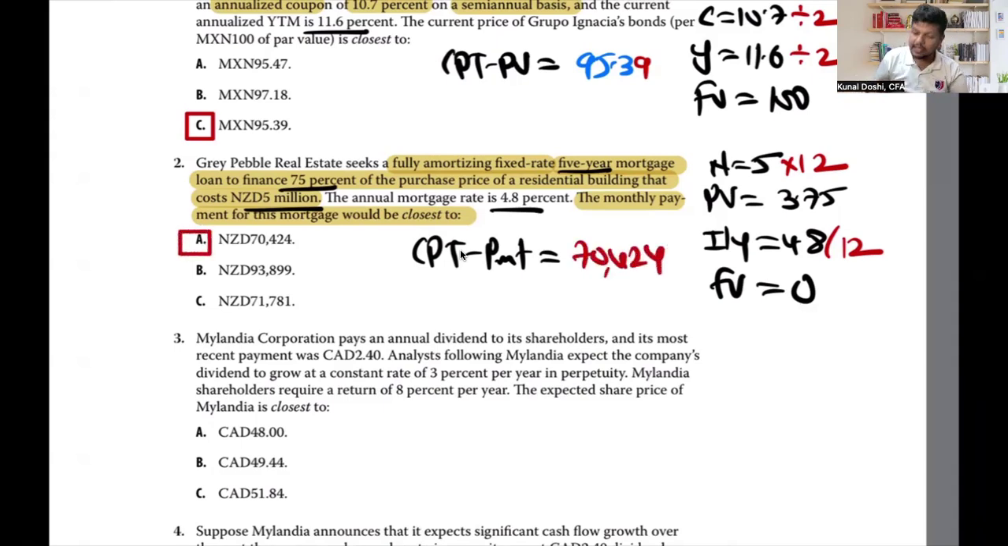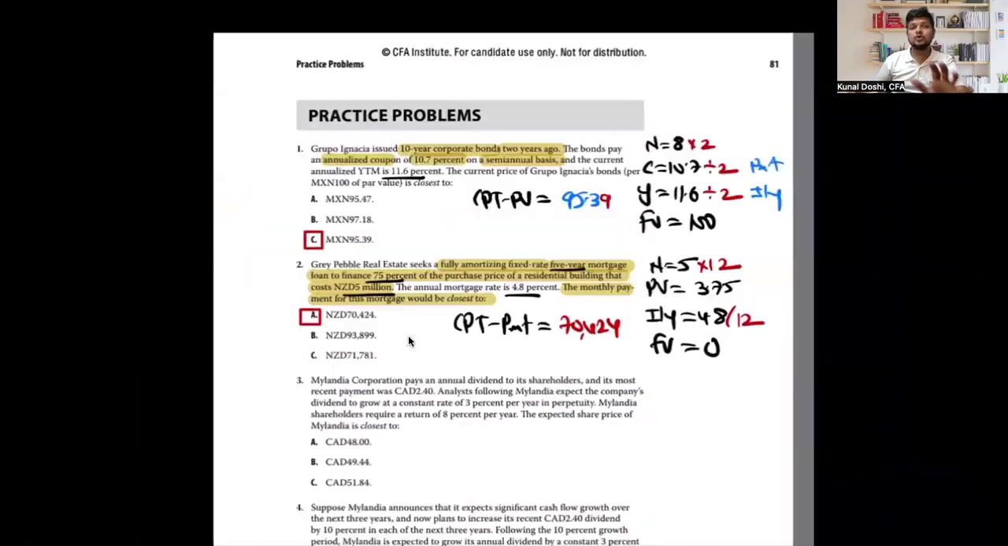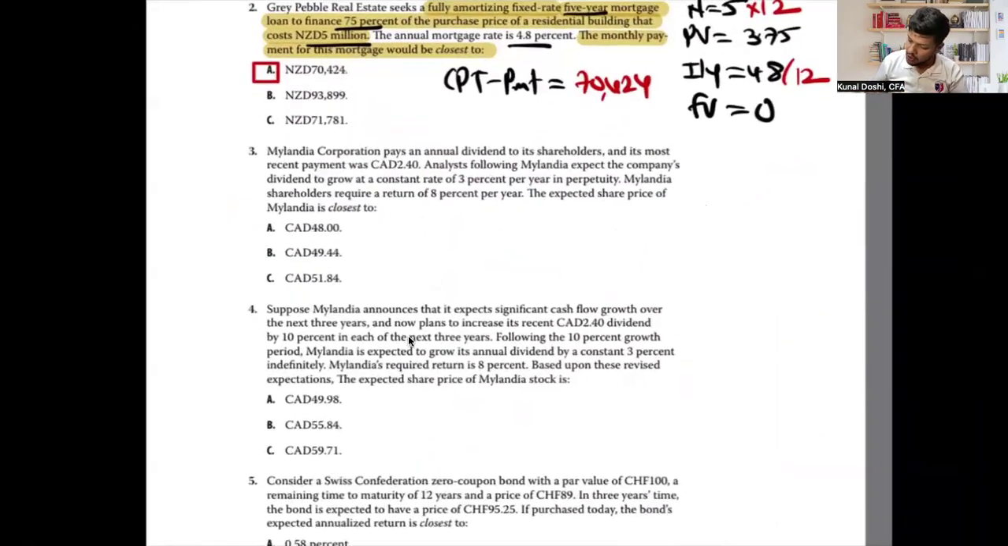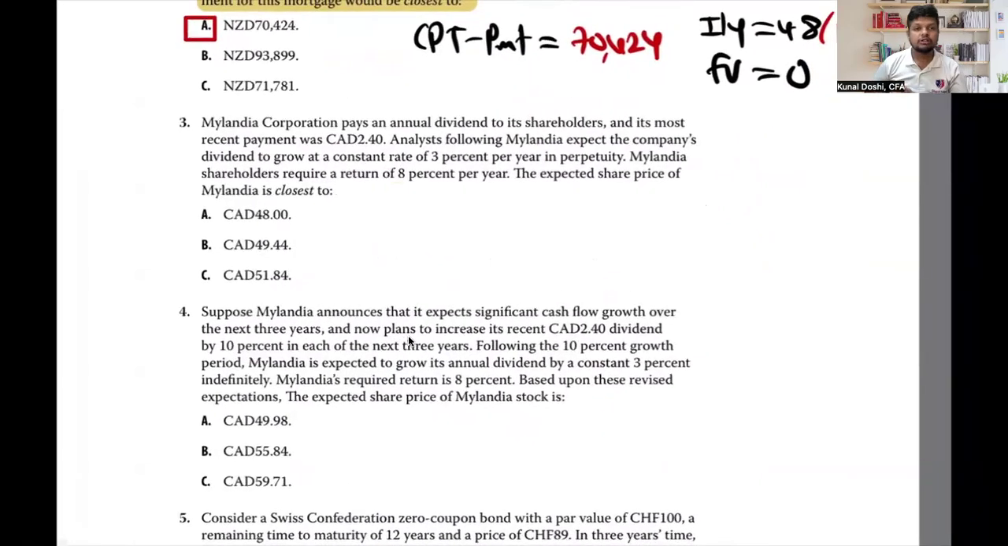Are you getting this? Everyone? Anyone, any questions? Everyone getting this right? Correct. Okay. Both the questions we saw were of bonds or debt.